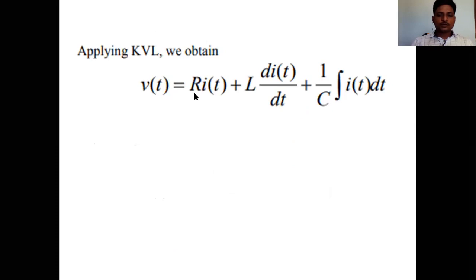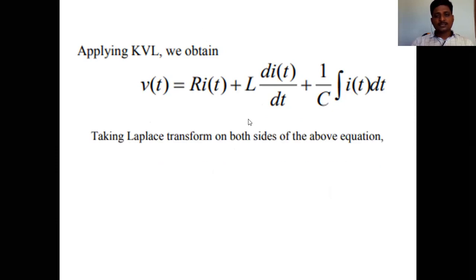So V of t is equal to R into I of t plus L into di by dt plus 1 by C integral I of t dt. Now we are going to apply Laplace transform on both sides of this equation, because we are getting a differential equation. To be precise, it is an integro-differential equation. If we apply Laplace transform, this differential equation will be converted into an algebraic equation. Once we get the algebraic equation, we can find the roots. Once we get the roots, we can easily find the inverse Laplace transform so that we can find the solution.